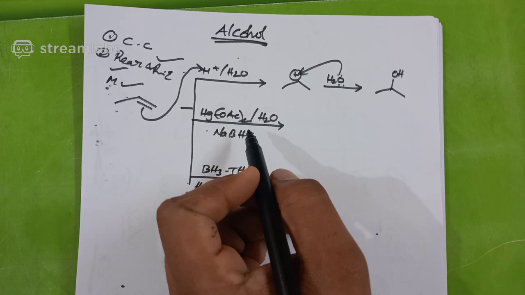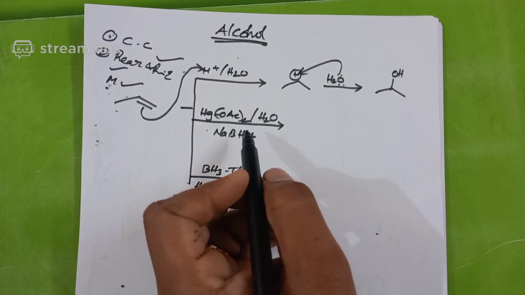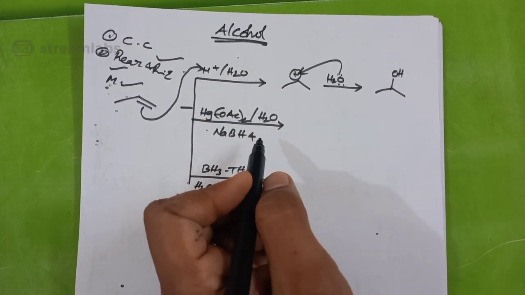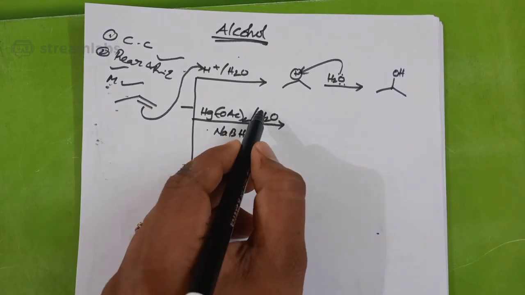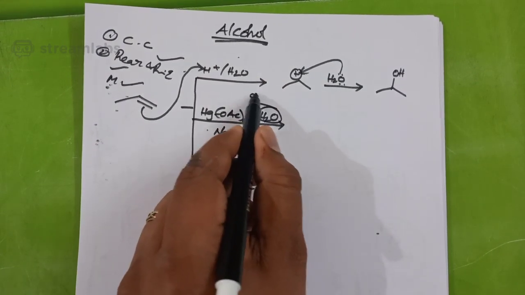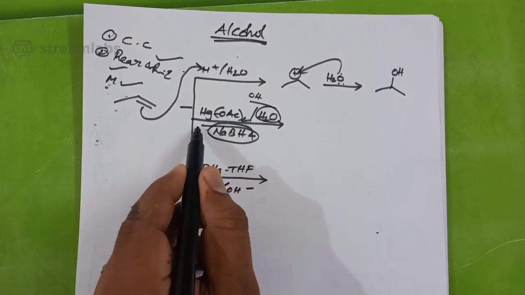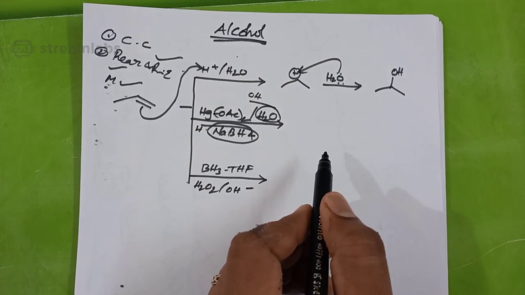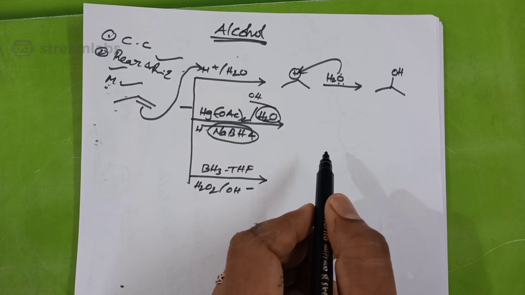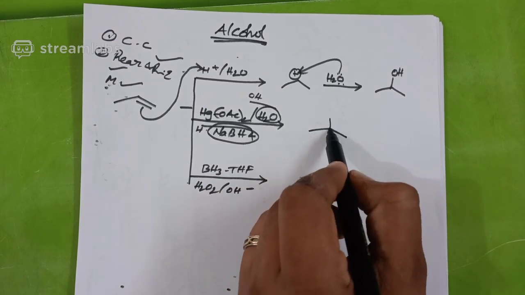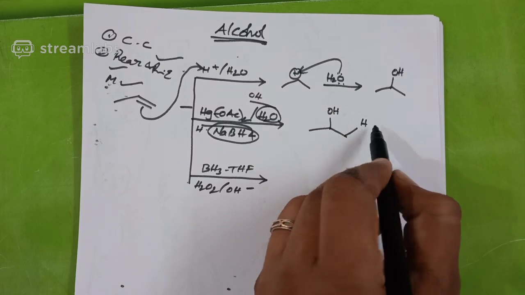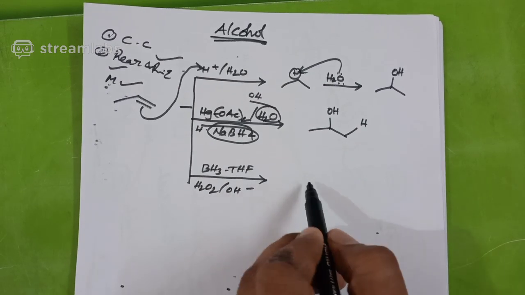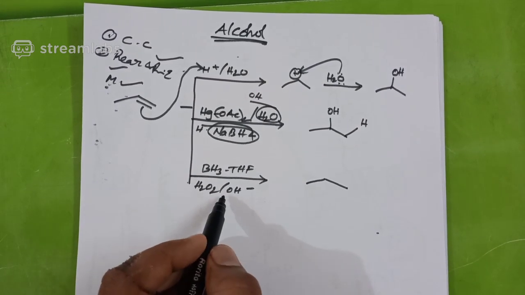And next one, if I treat with mercury acetate and H2O in the presence of sodium borohydride, here also the main part is the same: OH from H2O, and H from NaBH4 finally released. It follows Markovnikov's rule strictly. There is no exception here, and no rearrangement or ring expansion. So it finally gives the OH group here and H here, because the OH group attacks the carbon containing fewer hydrogens.